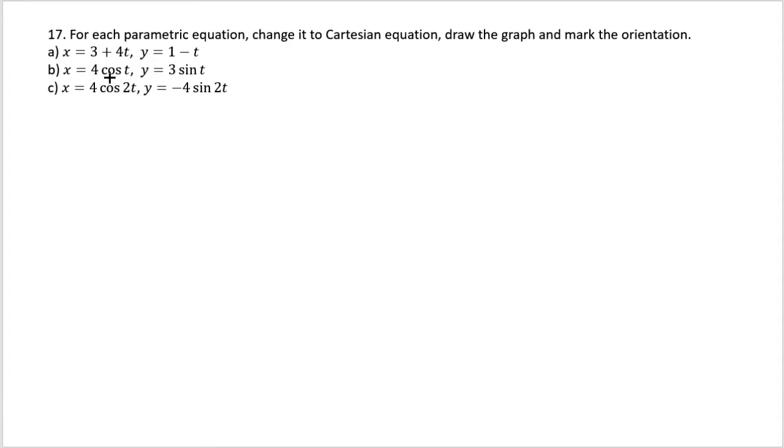Alright, how about B and C? These are a little more tricky because it's hard to solve for t because of these cosines and sines. In that case, what you want to do is make use of cosine squared t plus sine squared t equals 1. Okay, this t could be 2t in the case of C. So if you see cosine and sine, try to use this.